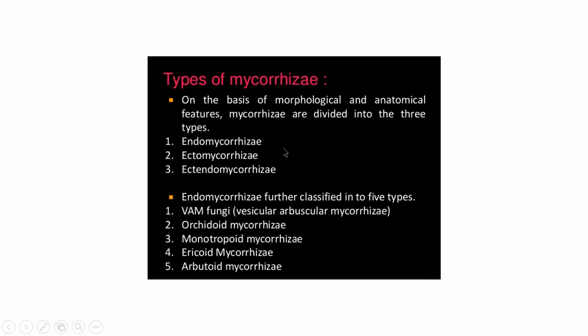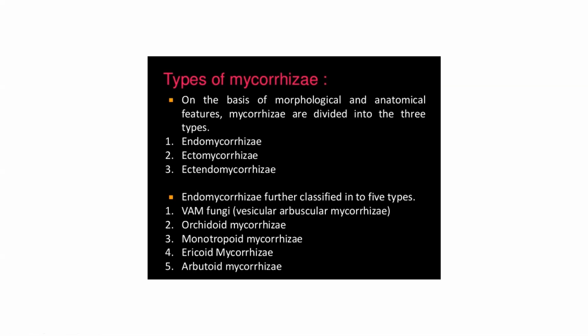So you have different types of mycorrhiza based on the morphological and anatomical features. So you have endomycorrhiza, ectomycorrhiza, ectendomycorrhiza. Endo means which grows inside the plant cells. Ecto means which grows outside the plant cells. Ectendo means some mycorrhiza will grow inside the cells and also outside the root cells. Okay, then you have endomycorrhiza further classified into VAM, vesicular arbuscular mycorrhiza, orchidoid mycorrhiza, specific mycorrhizal fungi which are found in orchid plants. You have monotropoid mycorrhiza. You have ericoid mycorrhiza. Ericoid mycorrhiza is specific to the order Ericales in angiospermic plants.